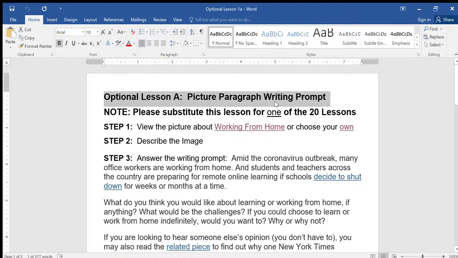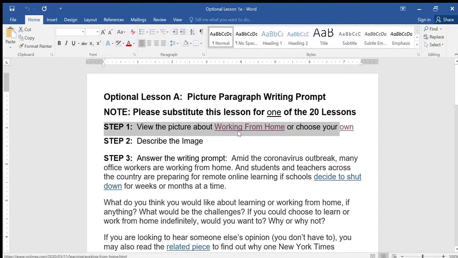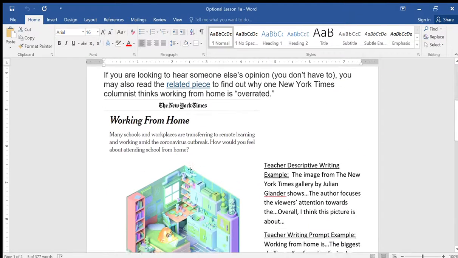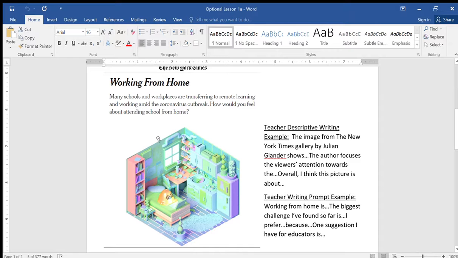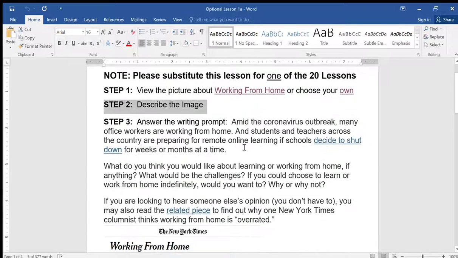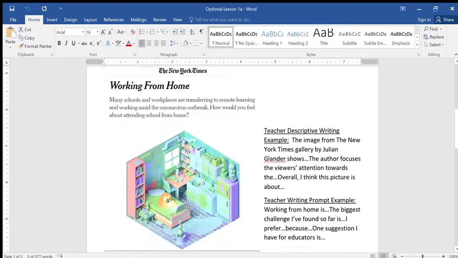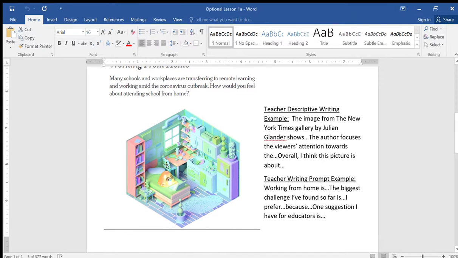So this one's about writing about a picture. You can view the picture from working from home by clicking on this link, or you can find your own. What are you going to do? First, you're going to describe the image. I've taken the time to put the suggested picture here, and we can look at it now.